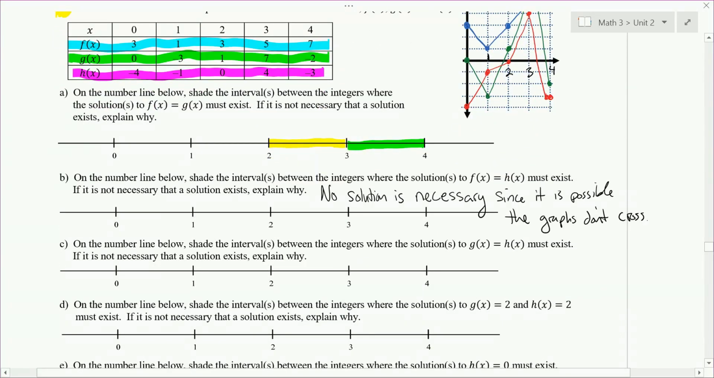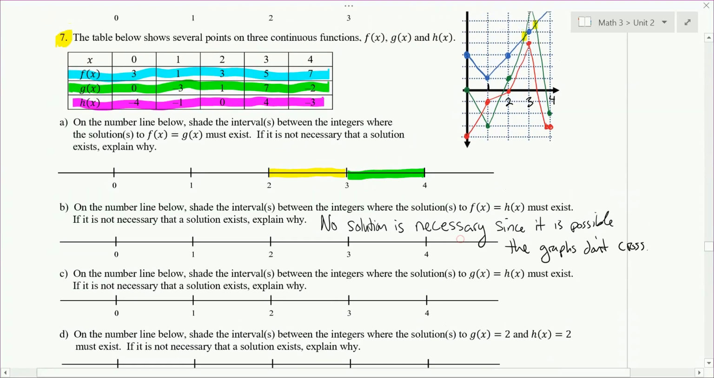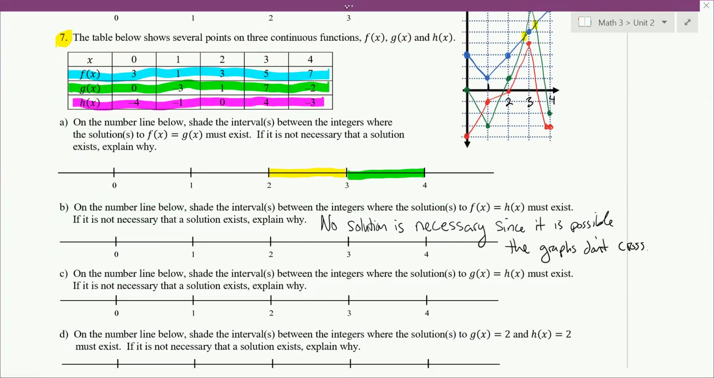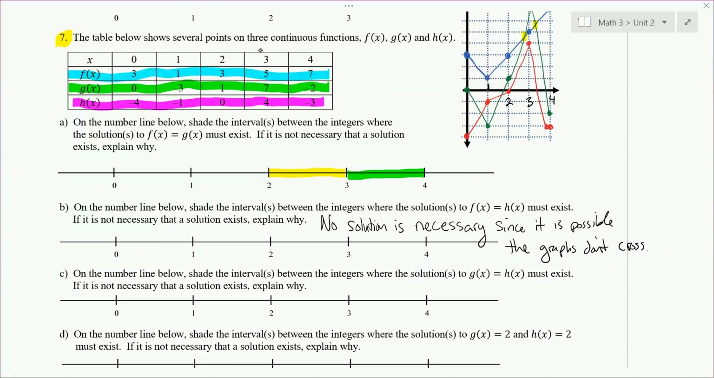Part C. On the number line below, shade the interval or intervals between the integers where the solutions to g of x equals h of x must exist. So now we're looking at the green and the red. So the green and the red cross, I'm highlighting in blue here, two spots between 0 and 1 and between 1 and 2. So between 0 and 1, there's one solution there where they cross, and between 1 and 2 is another solution where they cross.